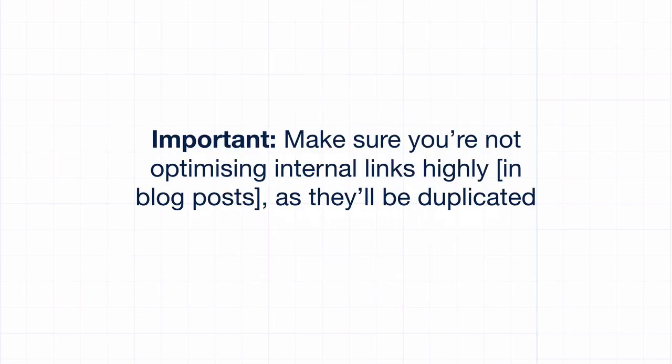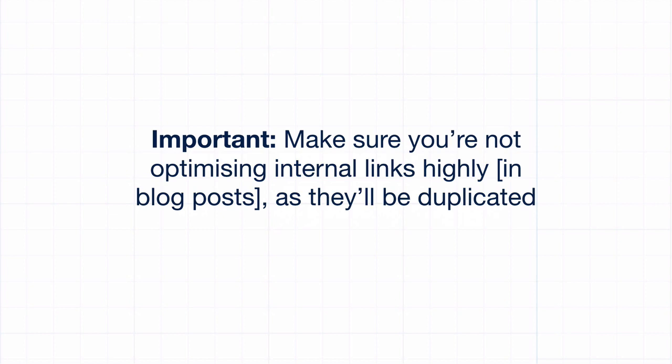So there's a very important thing to note, and that is you can't optimize your internal links very highly in your blog posts because they're going to be duplicated. What this means is if you link with an exact match anchor text from your blog post, that's also going to be shared on your Weebly profile, your Tumblr profile, and all these different sites. So the problem there is that you're going to have multiple of these exact match links from all these different profiles.